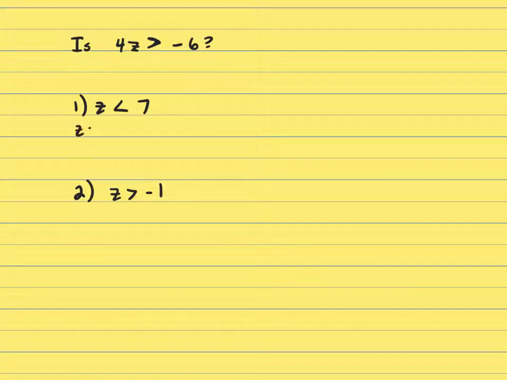Let's say you let z be 6. 6 is less than 7. So 4 times 6 is 24. 24 is greater than negative 6.